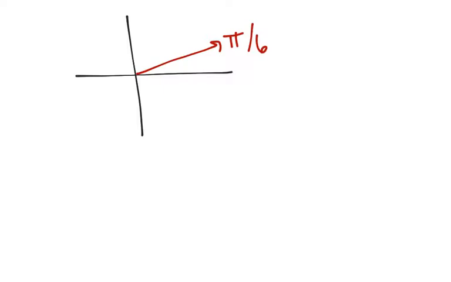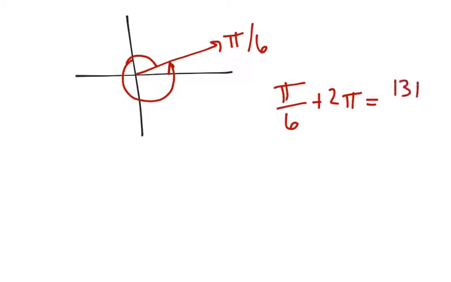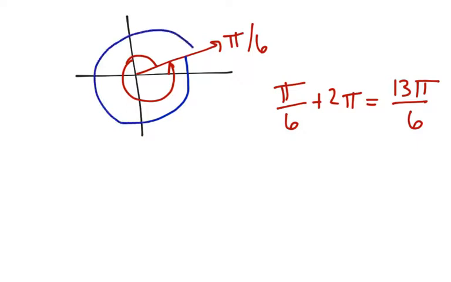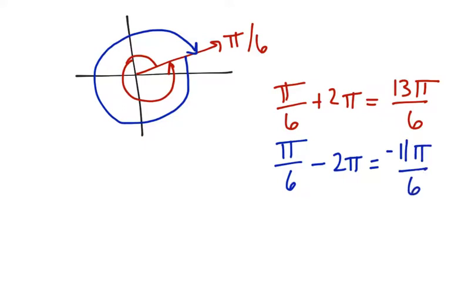So if I started with this angle pi over 6, I could add 360 degrees, or 2 pi radians, and I'd be in the exact same location that I started. But this location is now called 13 pi over 6. However, if I started at pi over 6 and I went clockwise a whole full circle, I would instead be subtracting 2 pi, in which case I'd be at negative 11 pi over 6.